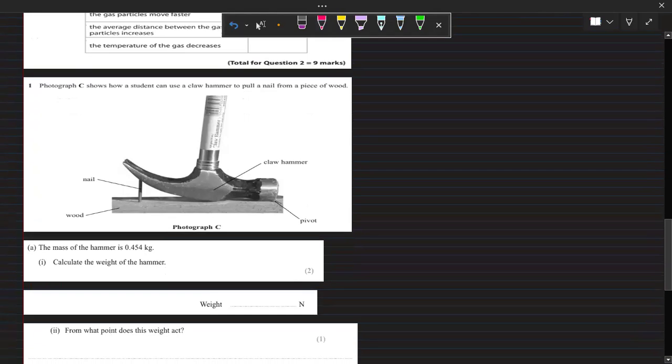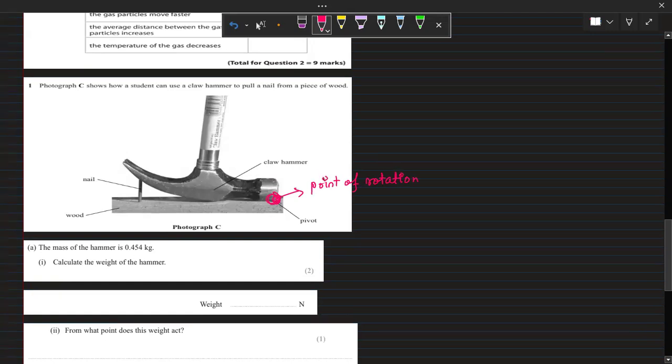Now let's read the next question. Photograph C shows how a student can use a claw hammer to pull a nail from a piece of wood. Here they are talking about the pivot. The pivot is the point where the turning effect is caused, or we can say the point of rotation. Pivot is the point of rotation.